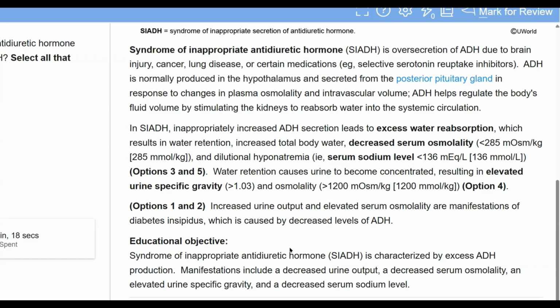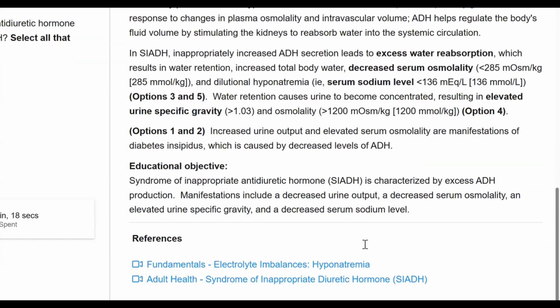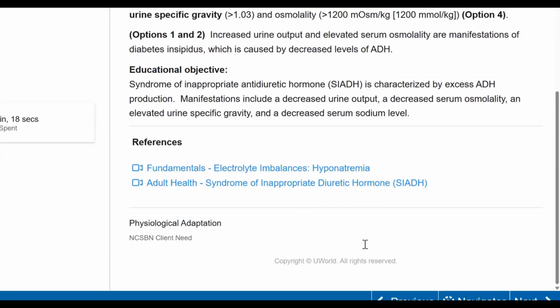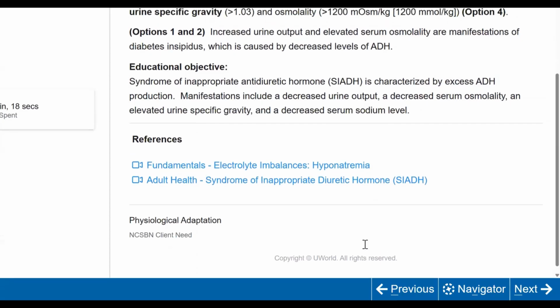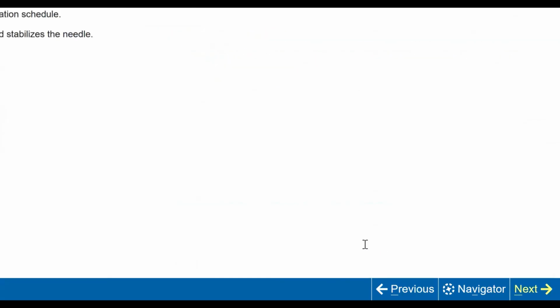In options 1 and 2, increased urine output and decreased serum osmolality are manifestations of diabetes insipidus, which is caused by decreased ADH hormone.